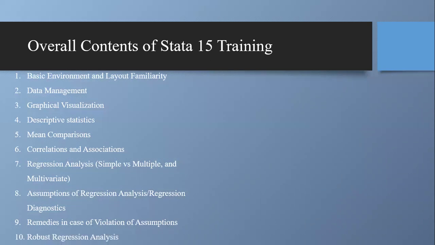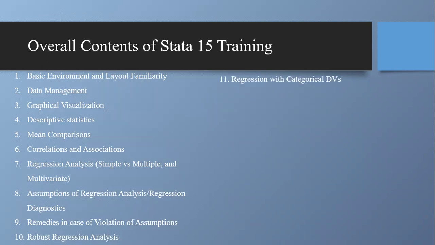Then I have an option of robust regression analysis, which is new for most of you. This is a new concept which I have included in Stata 15 trainings. It is being applied in advanced countries like the UK, USA, and European countries, and it is new for Eastern countries like Pakistan, India, Bangladesh, Sri Lanka, and so on. So what is this technique, robust regression analysis, and how can you apply this technique in your regression estimates?